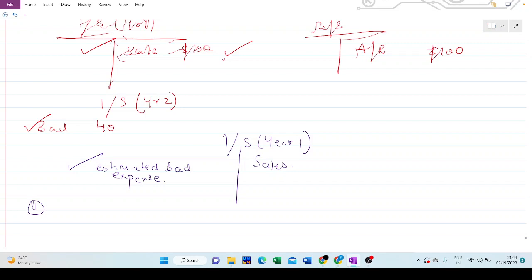That is, you wait for the customer to default and then book a bad debt expense in the income statement. And the second is that you estimate a bad debt expense and book that estimated bad debt expense in the same period you recognize the associated sales. So the second method is consistent with the matching principle. We should use that method.